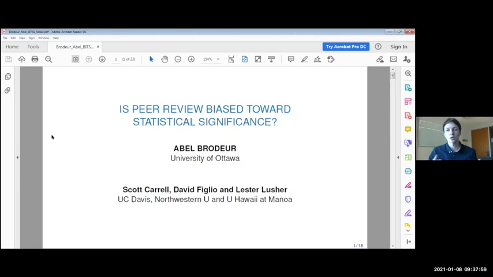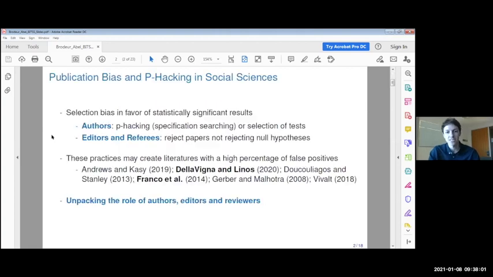We know a lot about the extent of publication bias and the extent of p-hacking in the social sciences, but there's not much we know about what's actually happening once a paper is submitted. We know a lot about papers that are published. There are a lot of studies that have looked at these papers and documented, for instance, the distribution of test statistics for these published papers, but we don't know much about papers that are rejected.